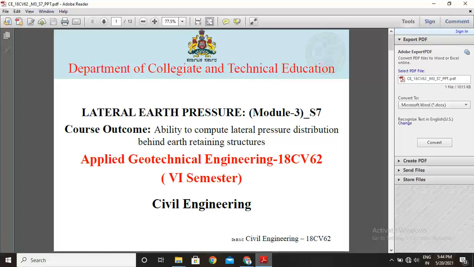Today I want to start Module 3, Session 7. The title of Module 3 is Lateral Earth Pressure. For this lateral earth pressure, our course outcome is the ability to compute lateral pressure distribution behind earth retaining structures. So this is the course outcome of this lateral earth pressure. The title of the subject is Geotechnical Engineering and the subject code is 18CV62. It comes in the 6th semester of the Civil Engineering Department.